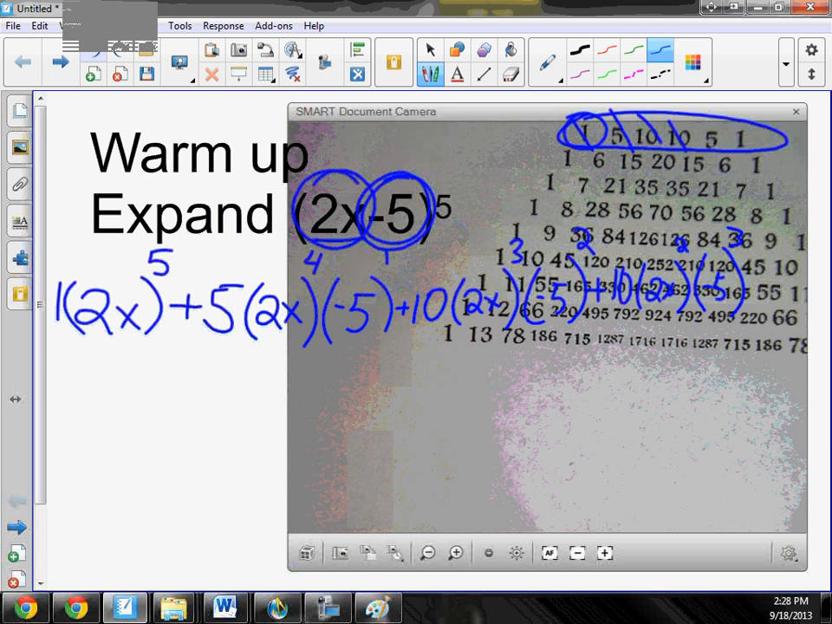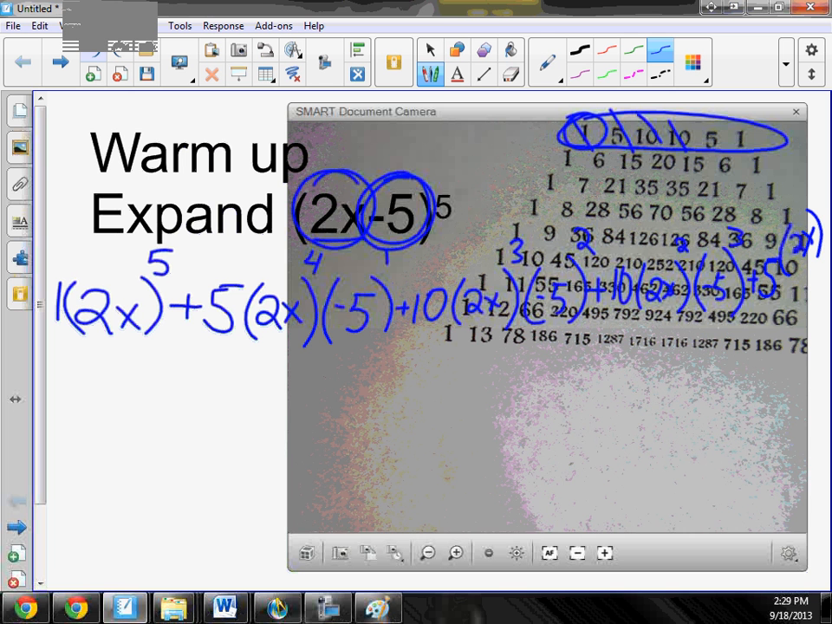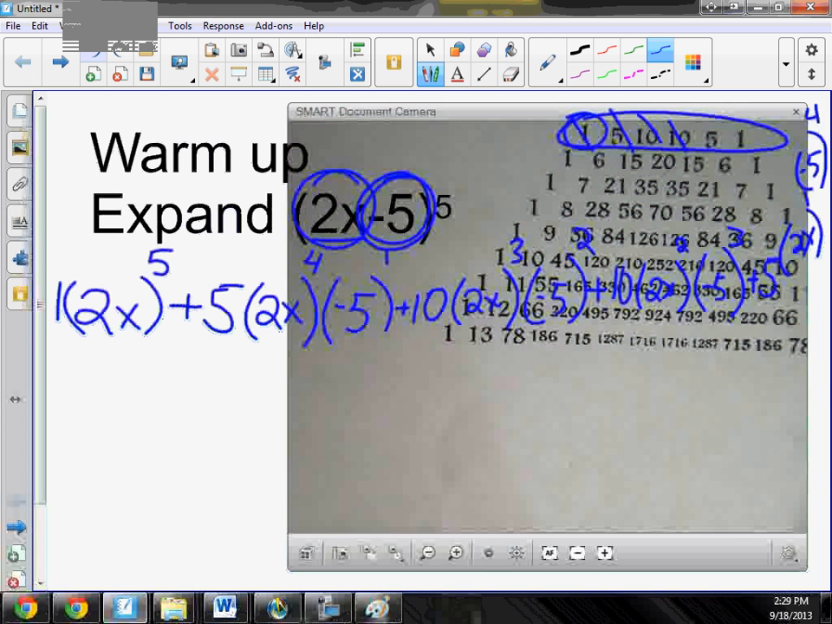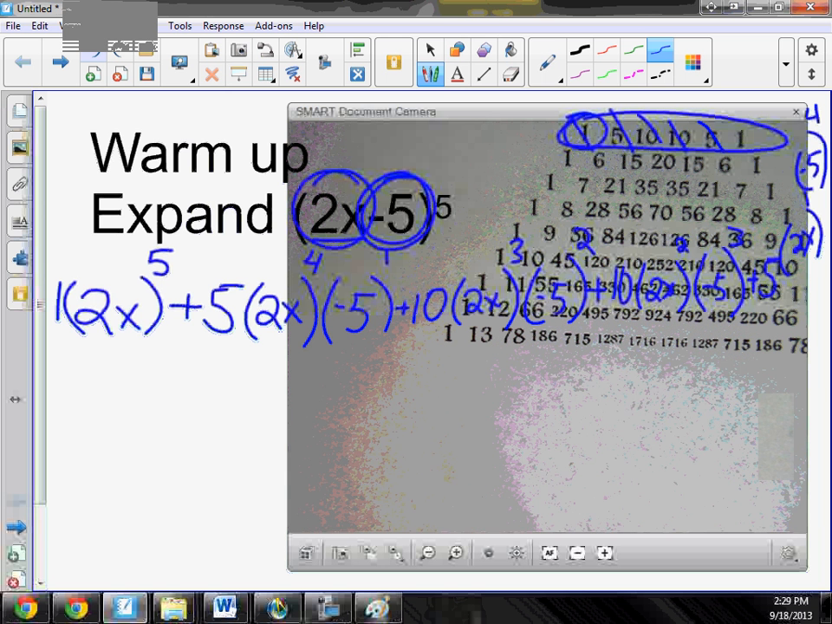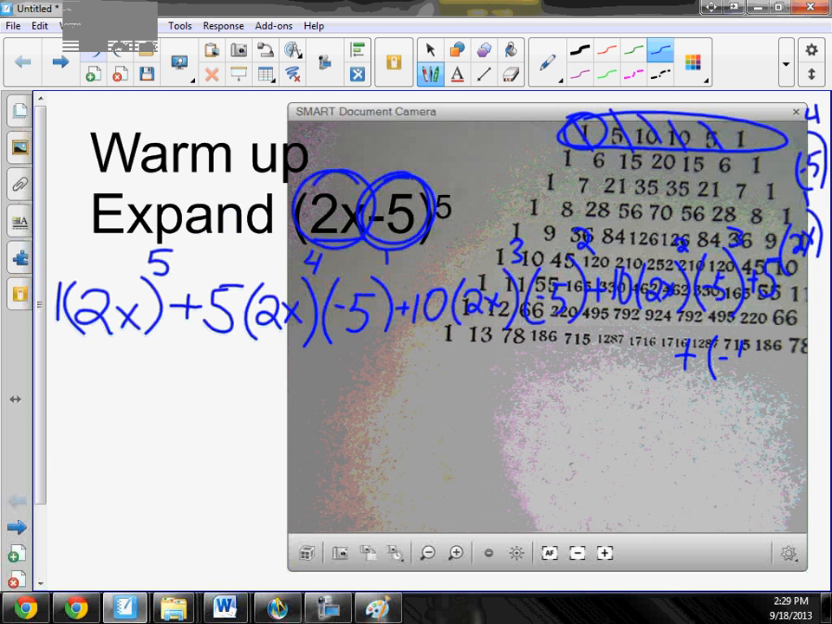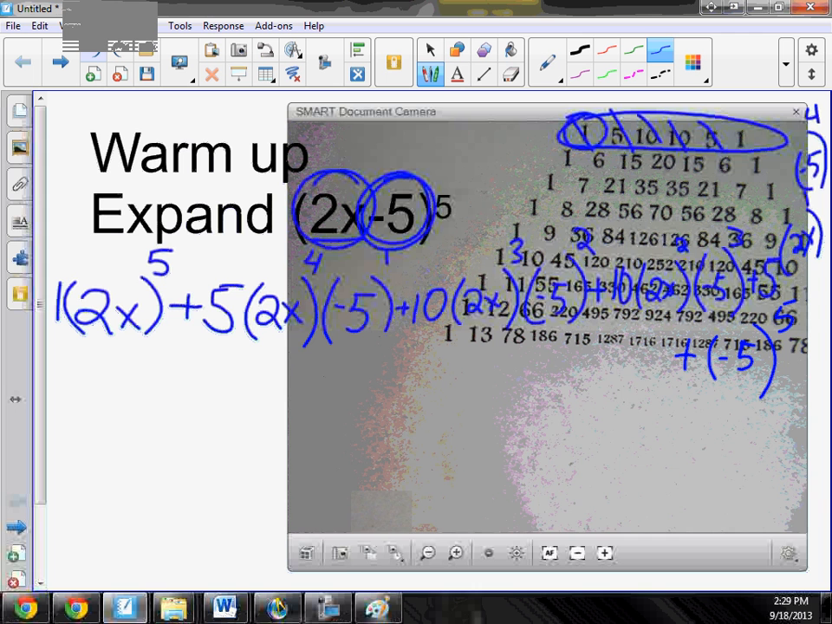Okay? Then plus, what do I pull down from the triangle? A 5. How many 2x's do I have? 1. How many -5s do I have? 4. Boy, I ran out of smartboard. Okay? And then I pull down 1, which I don't really need. So plus, how many 2x's? None. How many -5s? 5 of them. Once we have it all written out, then we just simplify.